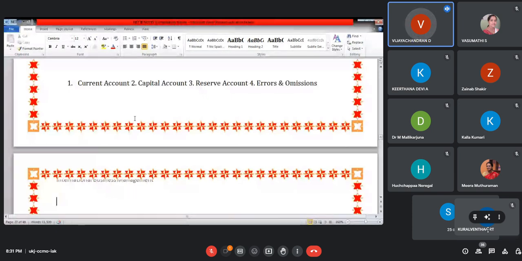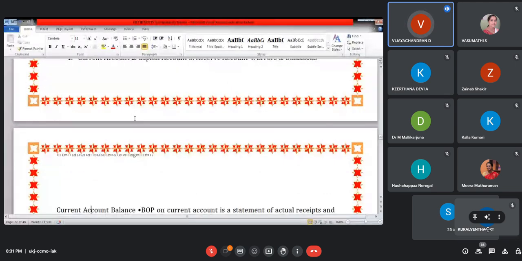So majorly we have two accounts. One is current account, another one is capital account. The items which are not of capital nature, that is recurring nature, recurring nature transactions will be recorded in the current account, and the capital nature will be recorded in the capital account. Reserve, as you know, is your foreign currency reserve. So I will tell in a detailed way what comes under the current account.